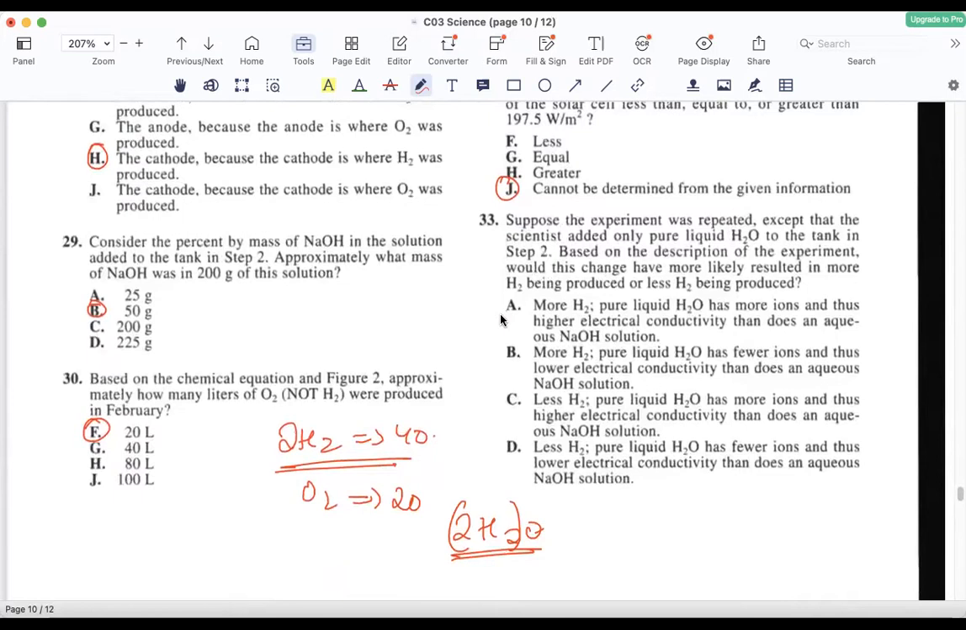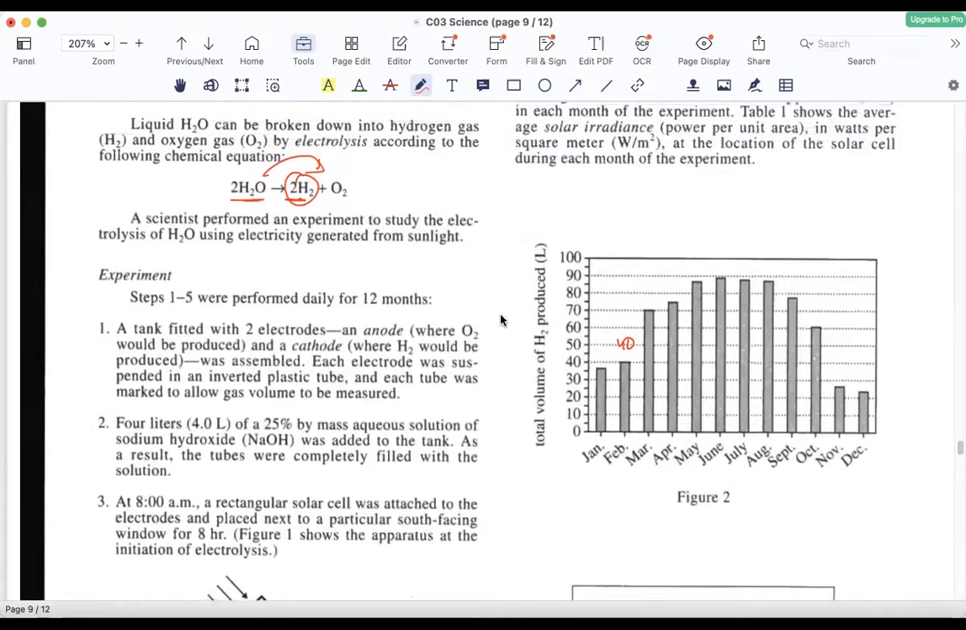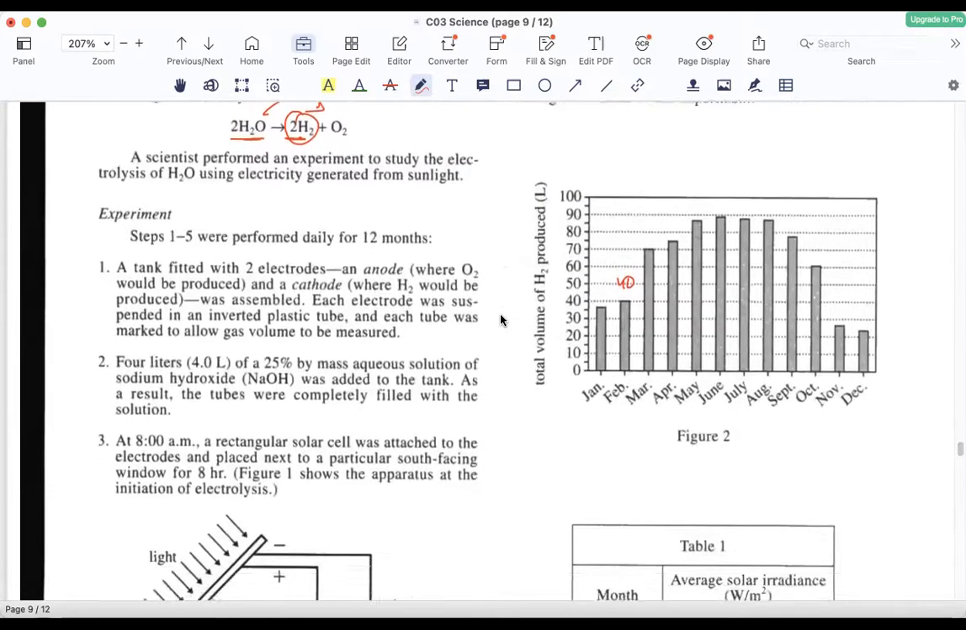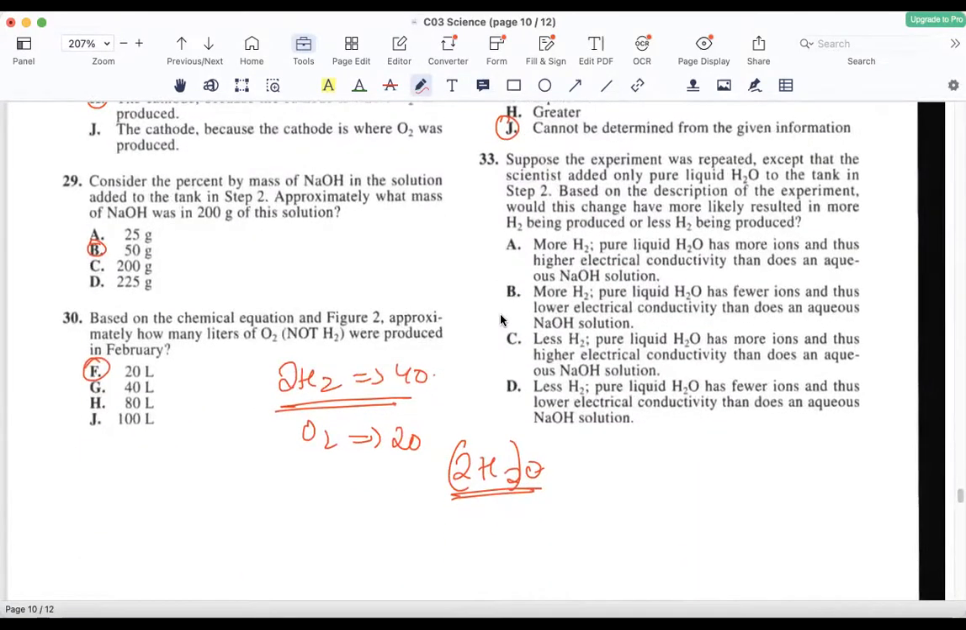Suppose the experiment was repeated except that the scientist added only pure liquid water to the tank in step 2. Based on the description, would this change have more likely resulted in more hydrogen or less hydrogen? Pure liquid water. So instead of NaOH, it added pure water. So I think it would mean less, right? Pure liquid has fewer ions and lower electrical conductivity, so less hydrogen.